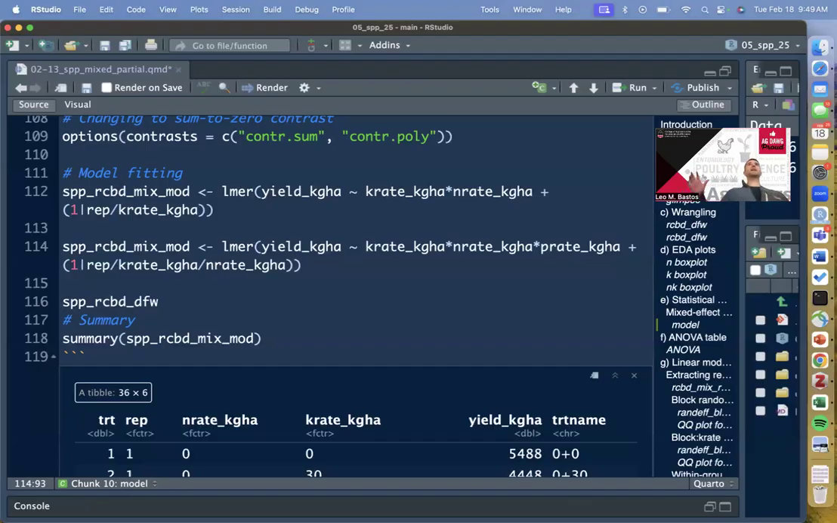So you think of it like this: you have the block, inside of the block you have the whole plot units, then you have the split plot units, and then the split-split plot units. So you basically leave the smallest size out of this. In this split plot example that I'm making up here, the smallest size is the P rate. So we don't specify P rate in our random effect.